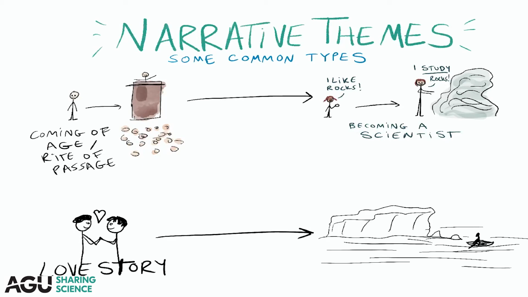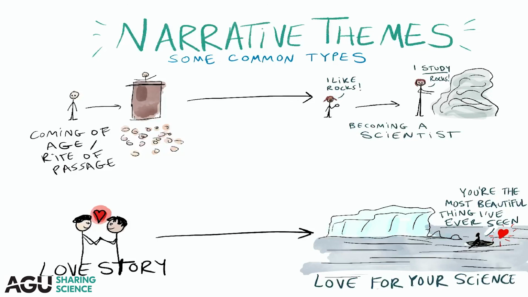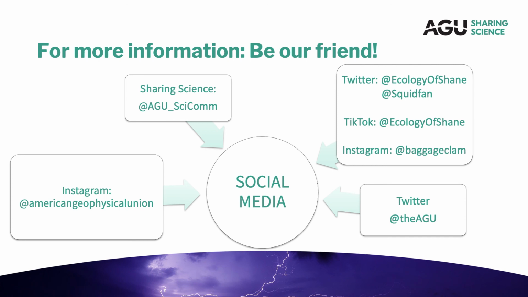And finally, there's the love story. And this one might seem a little silly for science, but a lot of us really care about what we do. And so it can be a nice way to talk about what you do in a way that's meaningful to you, but also can really relate to an audience that you might be talking to who might be reading about your work. Those are some of the more popular narrative themes.